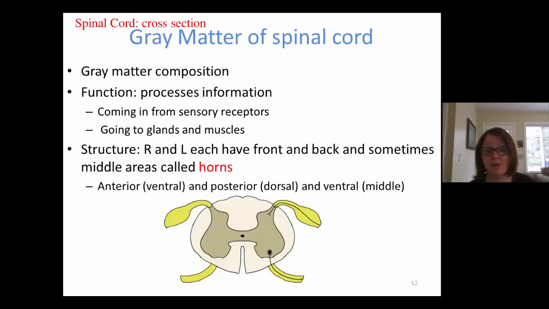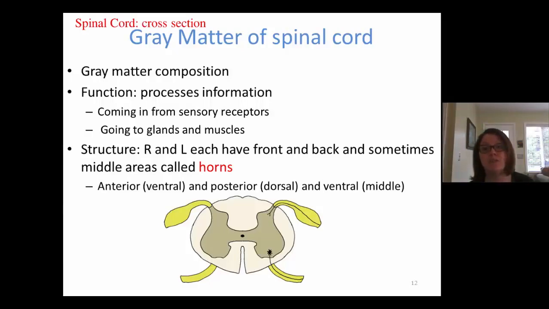But let's take a look at the gray matter in more detail right now. When you look at a spinal cord cross-section, you notice that the gray matter is found centrally located as opposed to the superficial portions. That's where you find the white matter. And the function of the gray matter is to process information.